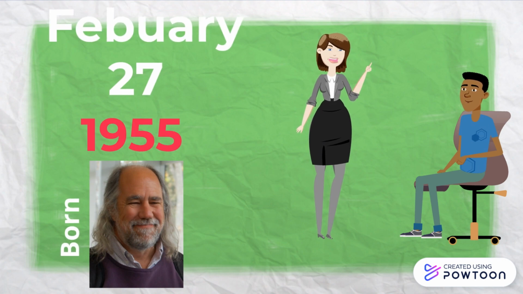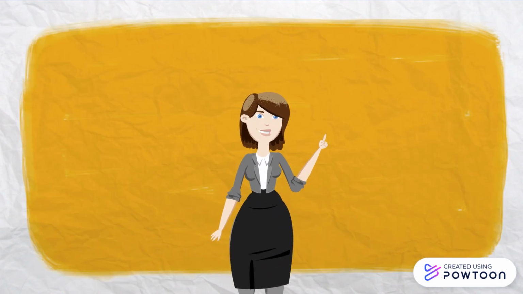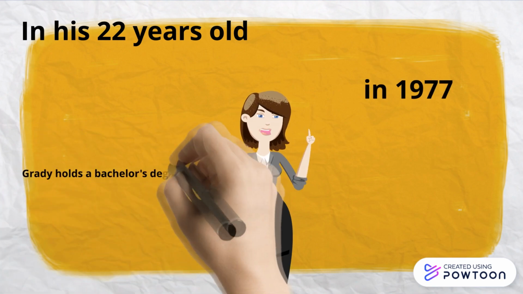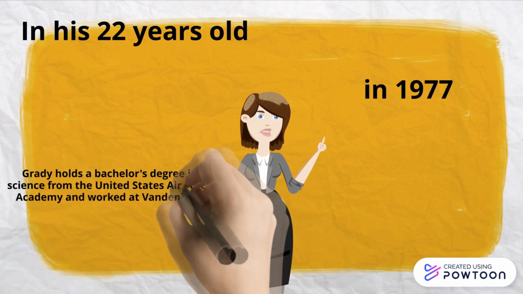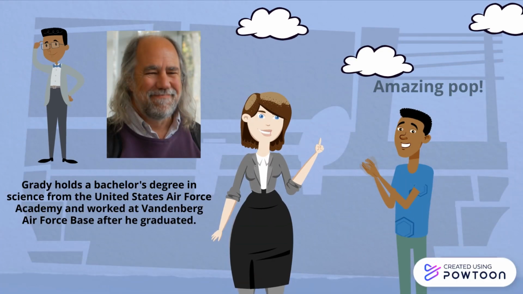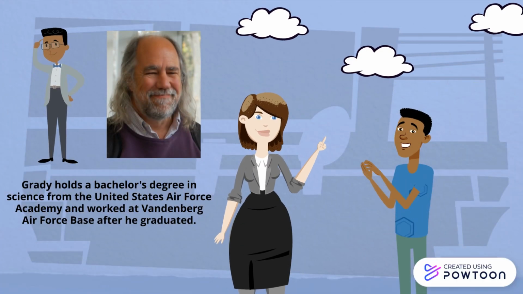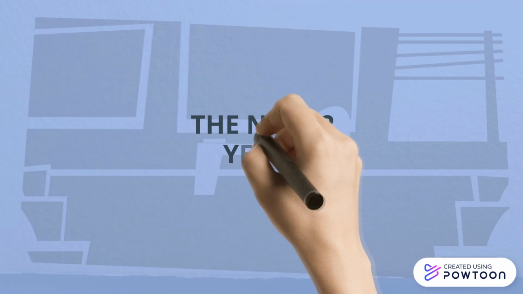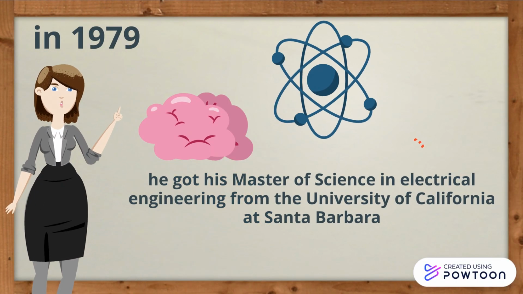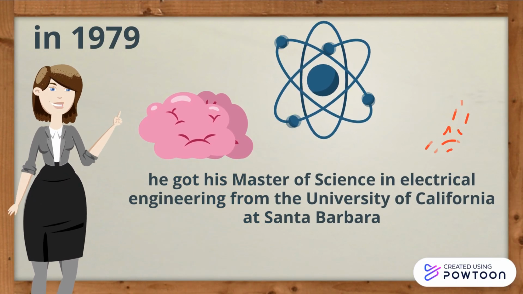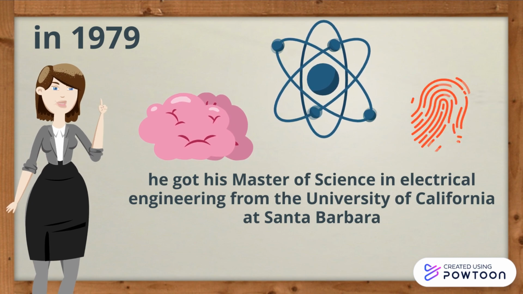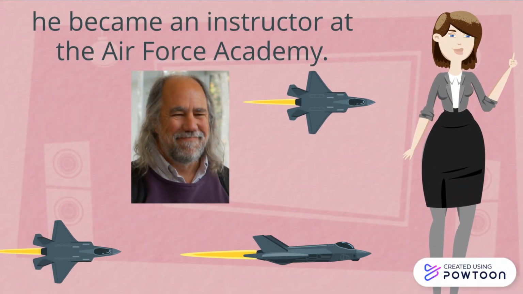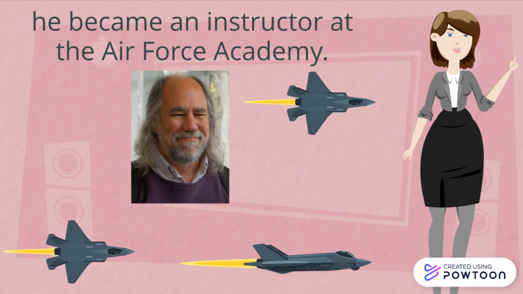He is interested in science and technology. In 1977, at 22 years old, Grady earned a bachelor's degree in science from the United States Air Force Academy and worked at Vandenberg Air Force Base after he graduated. Two years later, in 1979, he got his Master of Science in Electrical Engineering from the University of California at Santa Barbara. After this, he became an instructor at the Air Force Academy.